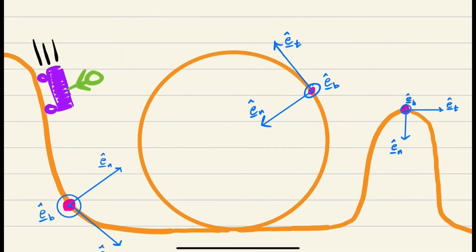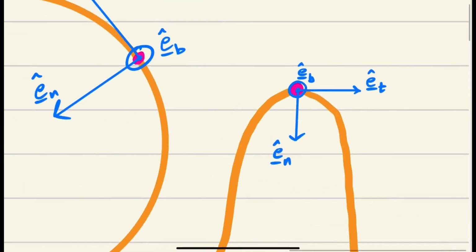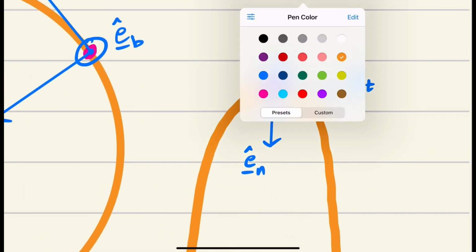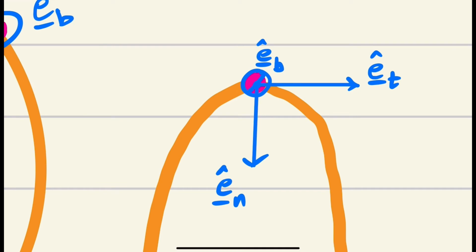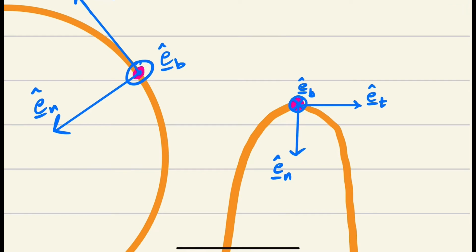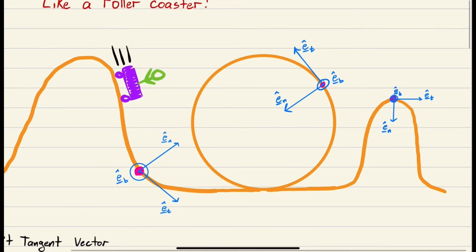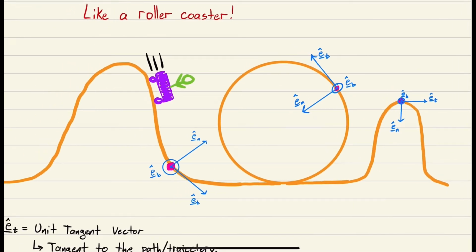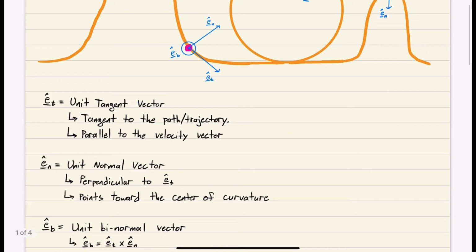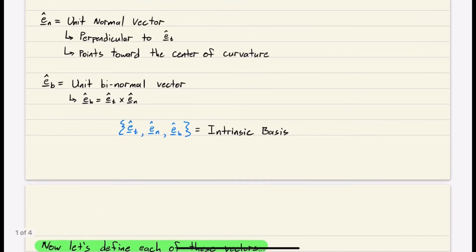E sub t crossed with E sub n is going to result in E sub b being out of the page. And I see an error I have here. Let me fix this. So E sub t crossed with E sub n at this point, E sub b is going to be into the page, right? So E sub b can either be pointing into the page or out of the page for a 2D example. That's the only choices it has. But that's how we define E sub b. It's just E sub t crossed with E sub n. And this E sub t, E sub n, E sub b basis is called our intrinsic basis.